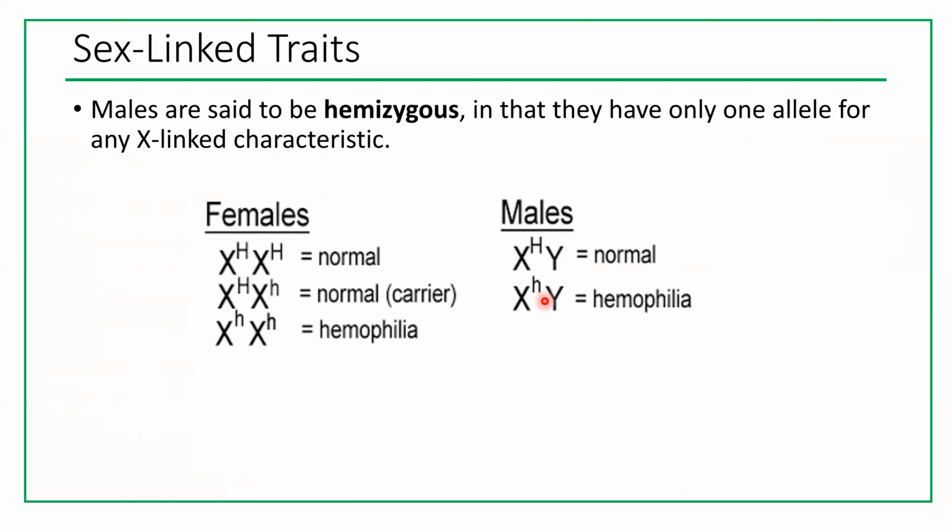Now in males, we don't have a carrier. We can only have a normal person or a hemophiliac. And then, well, this is homozygous, this is heterozygous. What is this? This is hemizygous. Hemizygous means it only has one allele for a gene. So hemizygous.